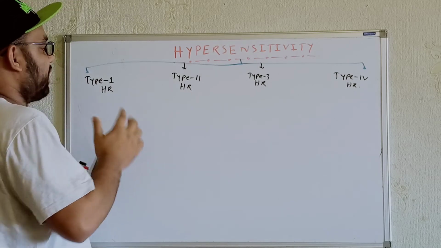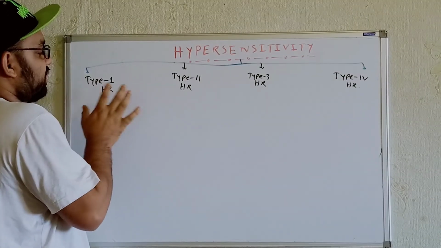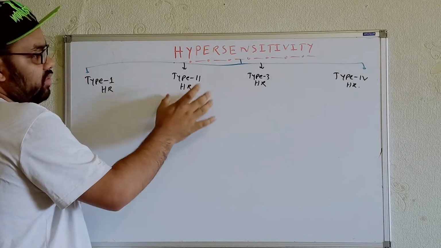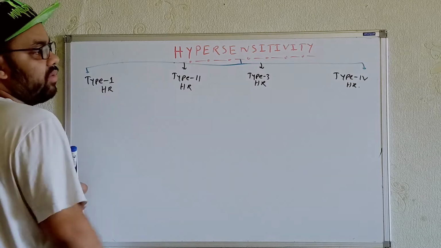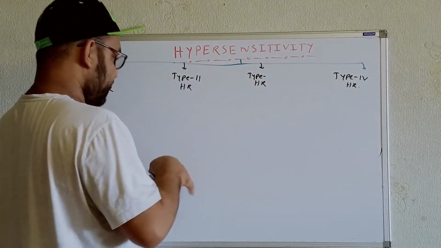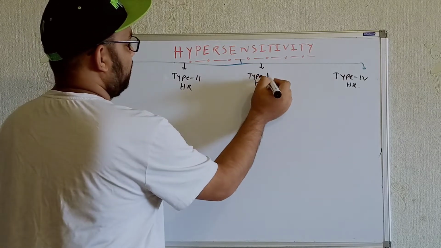Now see, how can we differentiate each of these classifications? I mean, how can we separate type 1 hypersensitivity from type 2, type 2 from type 3, and type 3 from type 4? So we can write it just like this, using Roman letters.